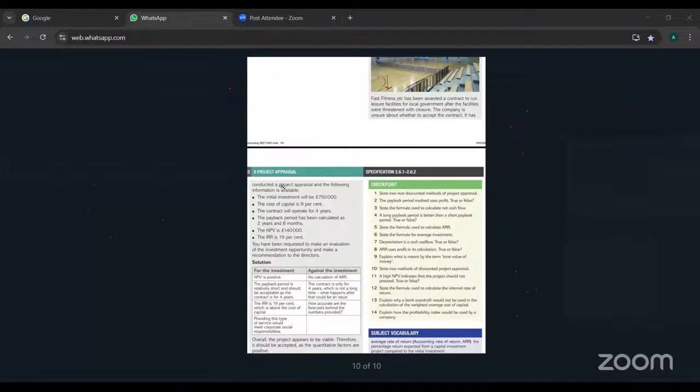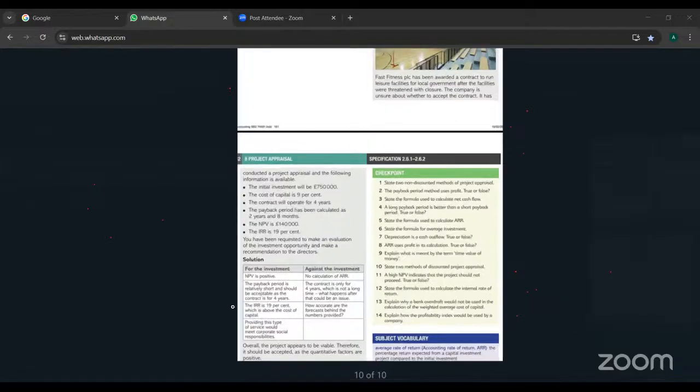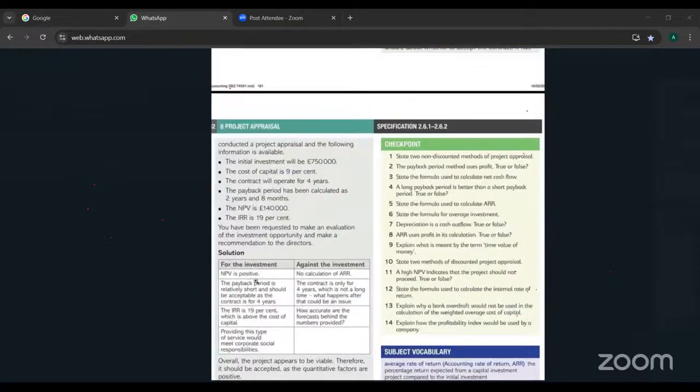Based on this information, they are telling you to evaluate the investment opportunity and make a recommendation to the directors. For the investment, they have to take it because NPV is positive. If it's positive, it's good. And the payback period is relatively short. If the payback period is short, it is good. Remember that. And it should be acceptable as the contract is for 4 years.